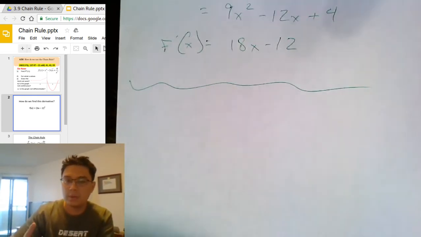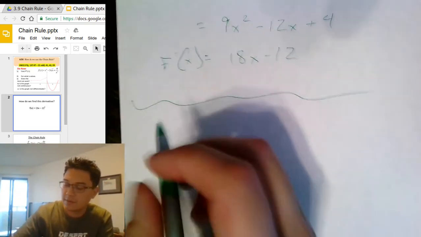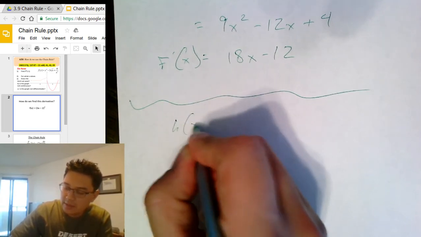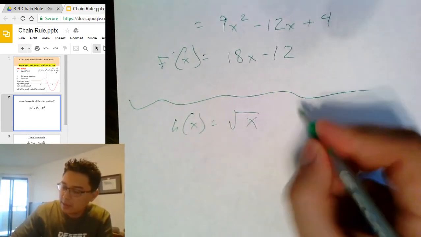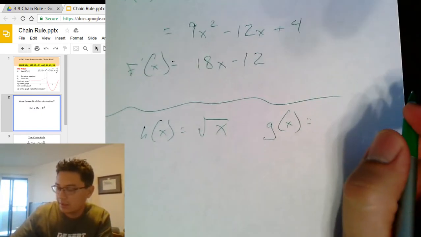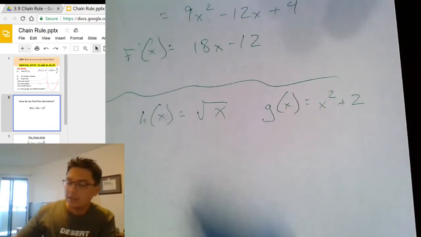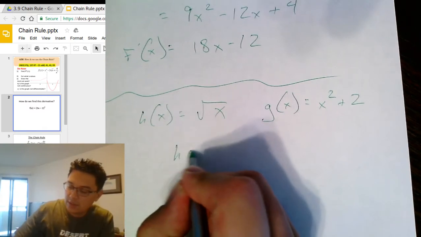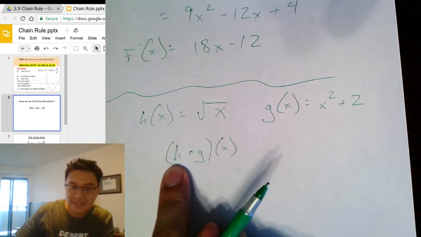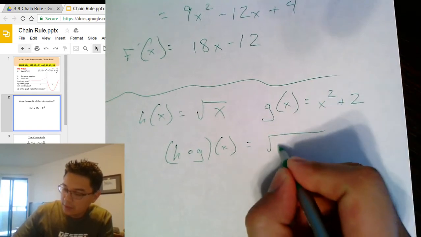Speaking of which, before we get into that, you guys need to think back to Algebra 2, to your pre-calc class, and we were doing composition of functions. So if I gave you h of x is equal to the square root of x, and g of x is equal to, whatever, it doesn't really matter, x squared plus 2. Okay, so we have 2 functions. You guys might remember this notation. We have h of g of x, where we're going to place g of x inside of h of x. So that would look like the square root of x squared plus 2.